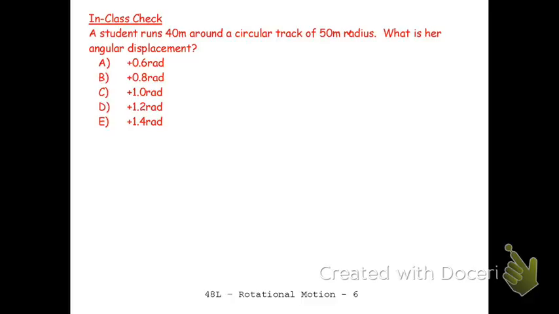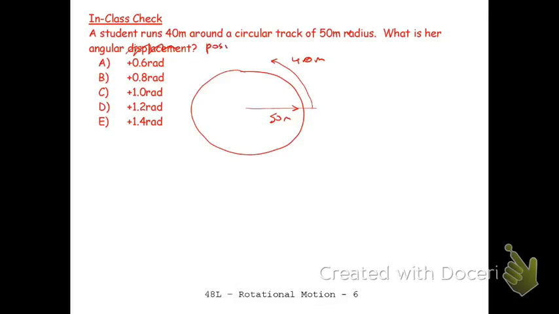A student runs 40 meters around a circular track. It's a 50-meter radius track. What is angular displacement? I'm going to change that and say angular position, just to get us started. If this is 0 rad, how many rad is this? I want to know the position.